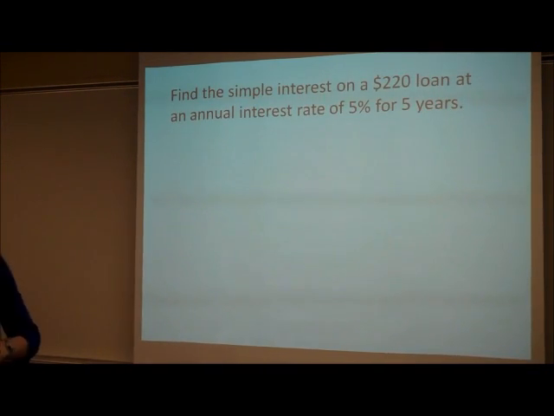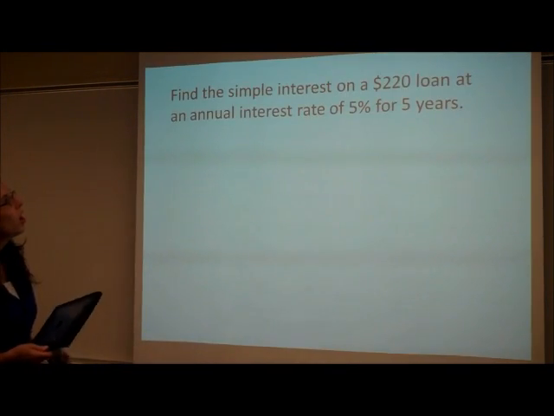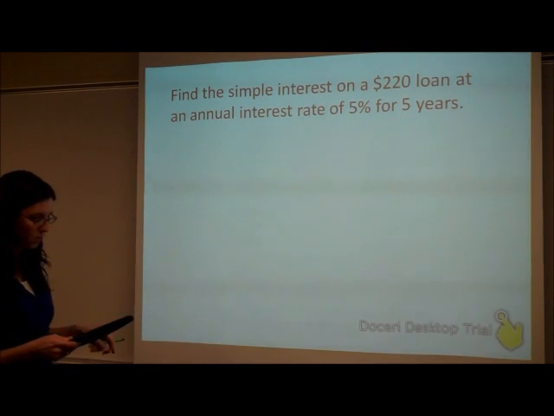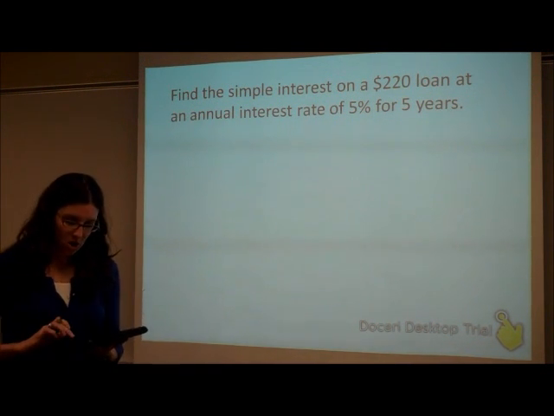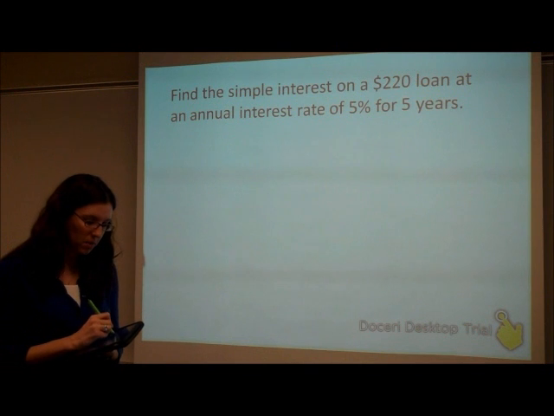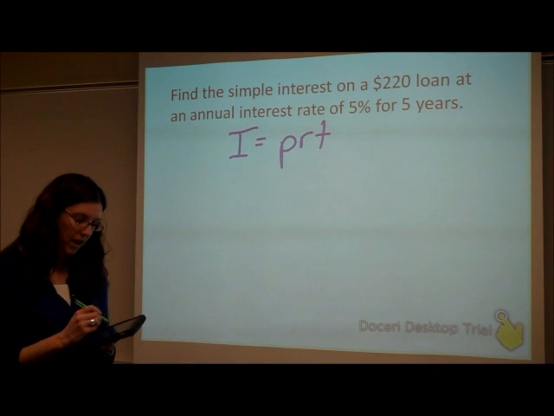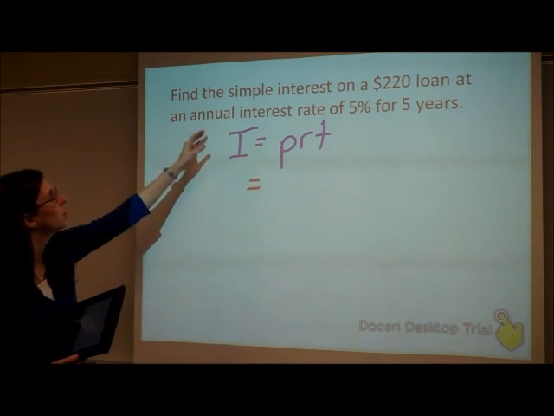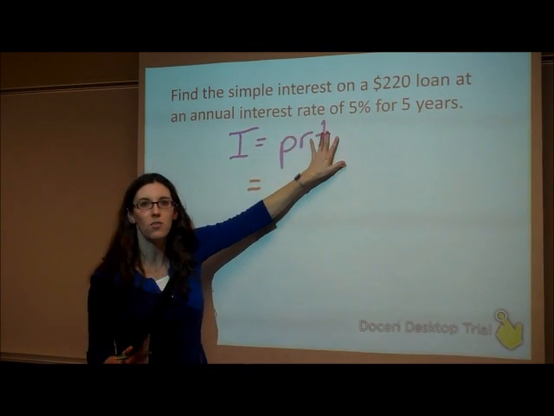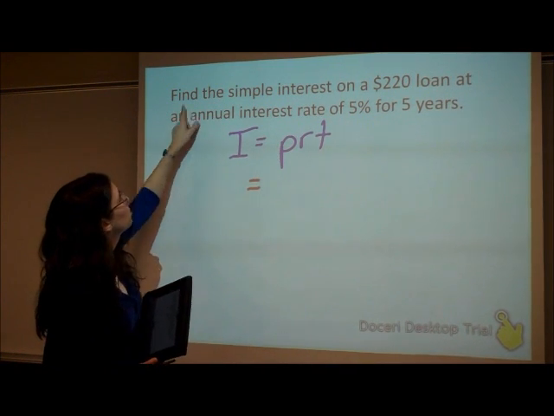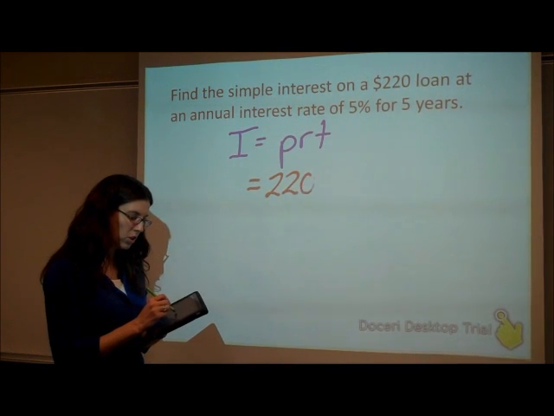So I want to find the simple interest on a $220 loan at an annual interest rate of 5% for 5 years. So I'm going to start by just writing down my formula. So I equals PRT. Okay? Now, because I'm trying to find the interest, that's why I use this formula. I'm going to go through here and put numbers in for each letter. So what's my principal? That is the $220.